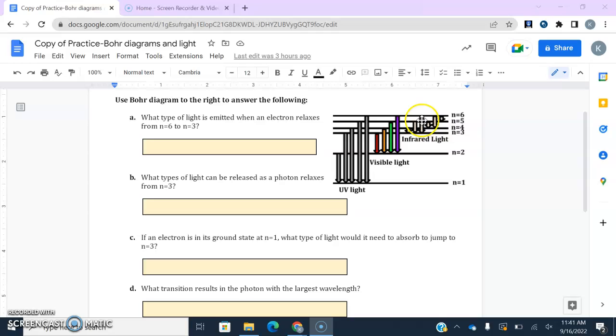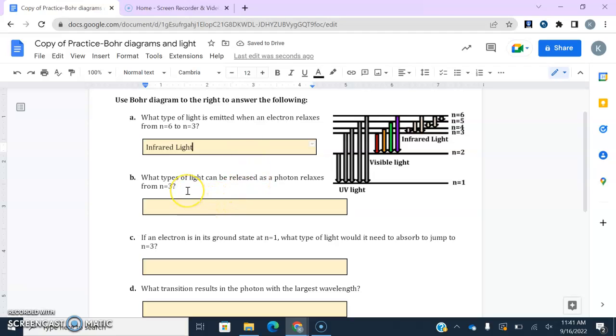So we start at the N, or the 6. We start at the 6, and we go down to the 3 right here. So that's infrared light, this IR. So the type of light that's emitted when an electron falls from energy level 6 to energy level 3 is infrared light. Okay.